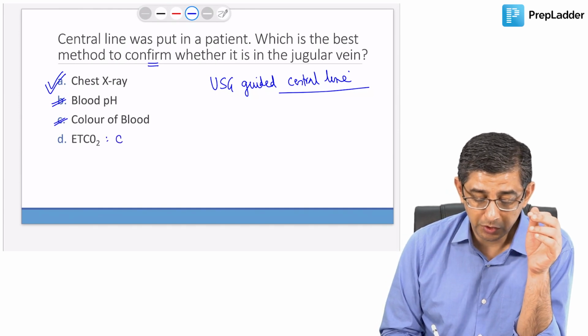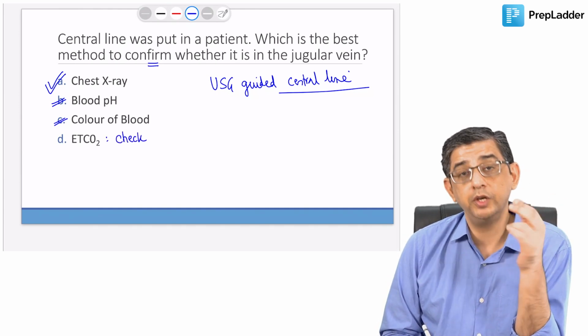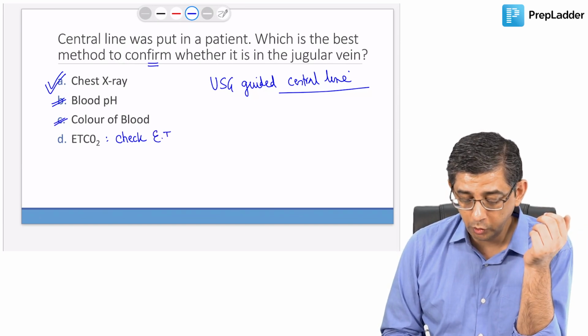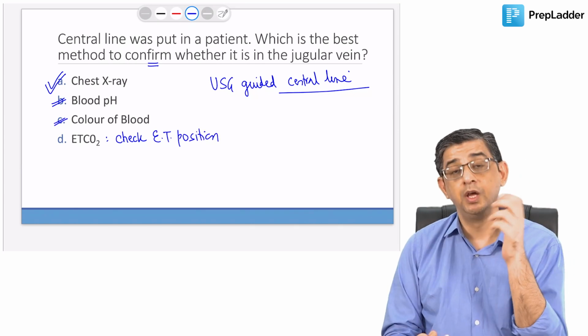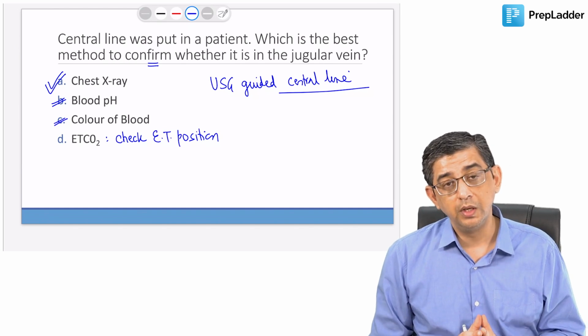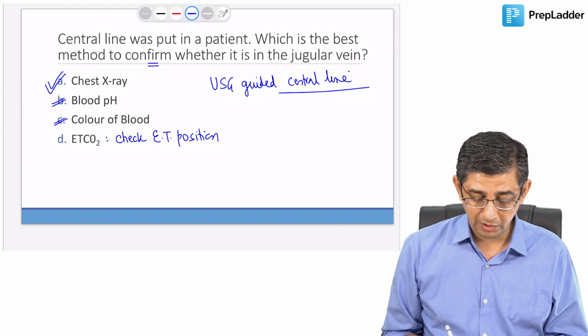ETCO2, that is mainly to check the position of the endotracheal tube. No? When you intubate somebody in advanced cardiac life support, to check endotracheal tube position. Suppose the exam, and this has been asked in anesthesia in your exam, if you want to check the endotracheal tube position, then you can check for ETCO2. But the correct answer to this question is option number A.